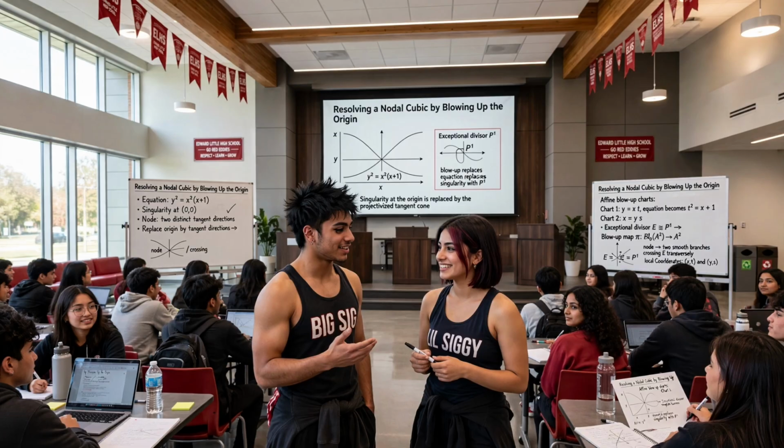We do the exact same thing for the blow-up. We use two overlapping maps, which we call affine blow-up charts. I see. So chart 1 handles a specific set of slopes, and chart 2 handles the rest. Chart 1, often referred to as the x-chart, is designed to capture every possible slope except the perfectly vertical one. Okay, got it. For this chart, we introduce your suggested variable, t equals y divided by x.